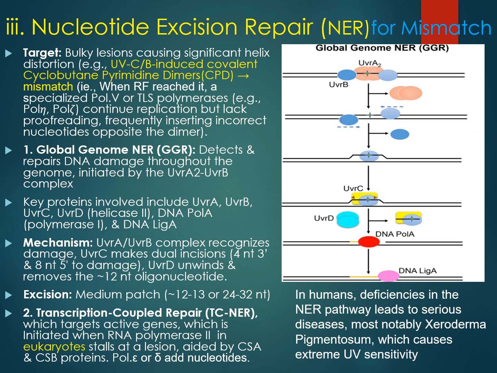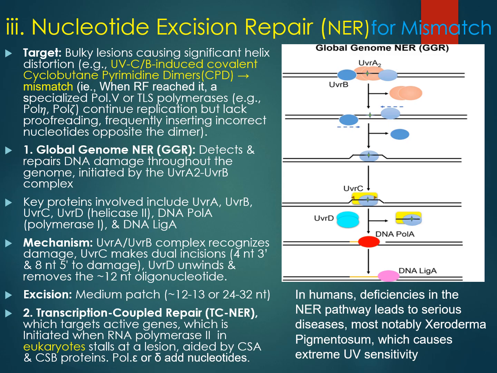Then nucleotide excision repair is the third type of repair for mismatch. So here the mismatch normally happens because of the UV induced mutation. The UV induced mutation, especially UVC and B rays, induce covalent cyclobutane pyrimidine dimers, CPD. When this CPD is there, the new strand synthesis will be blocked. The replication will have a disturbance, and it will add by mistake a stretch of mismatch nucleotides there.